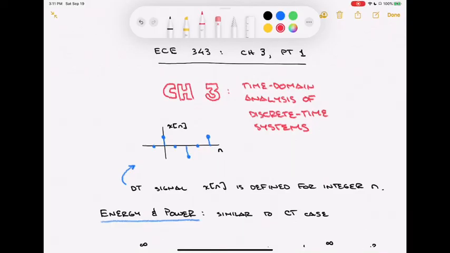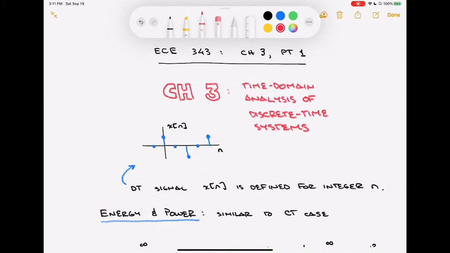This is ECE 343, Signals and Systems, Chapter 3, Part 1. Chapter 3 is the time domain analysis of discrete time systems. In order for us to do that, we do need to wrap up a few details about discrete time signals. We'd like to look at a couple classifications of discrete time signals, look at operations on discrete time signals, and then look at a couple discrete time signal models.